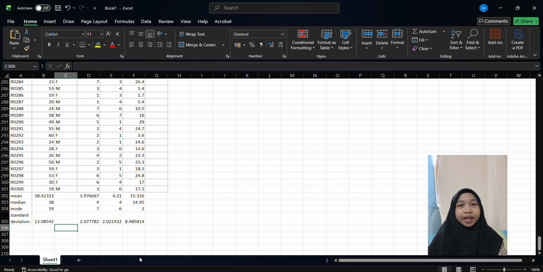For the mode, the most common waiting time is 2 minutes, meaning many customers had very short waits. Standard deviation indicates whether waiting times are predictable or inconsistent. As you can see here, the standard deviation is 8.48, which means waiting times vary greatly. Some wait very short and others wait long.